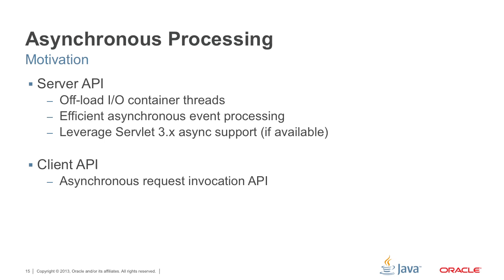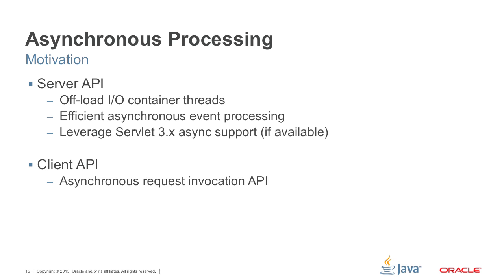So let's start by motivating why we have this. First of all, we have support for asynchronous processing both on the server and on the client. So starting with the server, the basic idea behind asynchronous processing is the ability to offload I/O container threads. Whenever we receive a request, if we're running inside a container, the thread that is processing that request is typically controlled by the container. If we have a long-running operation or we're waiting for some sort of asynchronous event that we don't know at what time it's going to happen in the future, we normally don't want to block one of those container threads by doing some additional work or waiting for an external event.